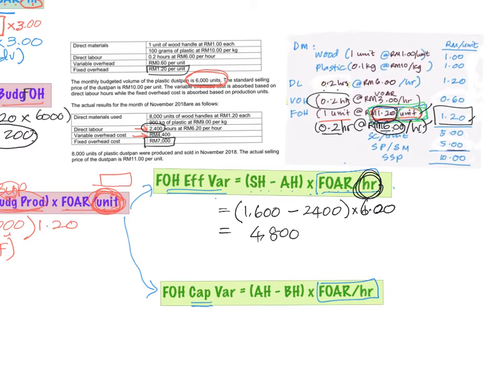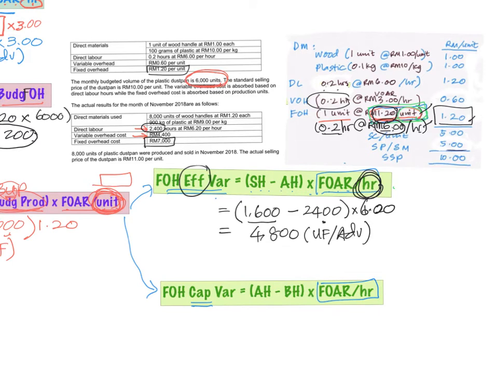4,800. Okay, so this is the efficiency that we are talking about. Standard hours should be 1,600, but you take 2,400 hours. So of course you take longer than necessary. So this is what we call unfavorable or adverse variance, which is not good. Okay, so you are not that efficient from this calculation.